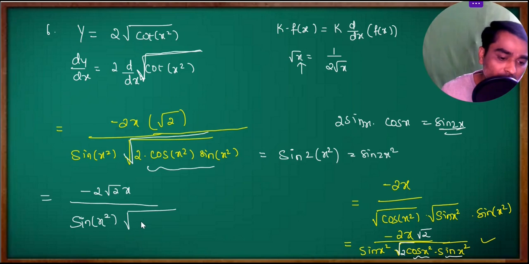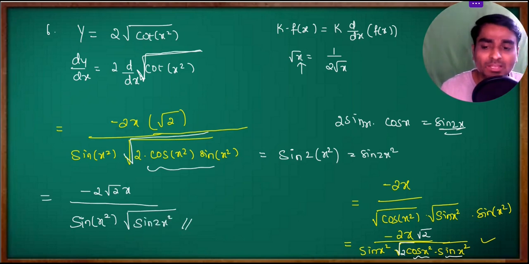I can write like this. So I will write here sine 2x square. Now that's the end of the question. So how will you get to know all this? This is all just practice and observation.